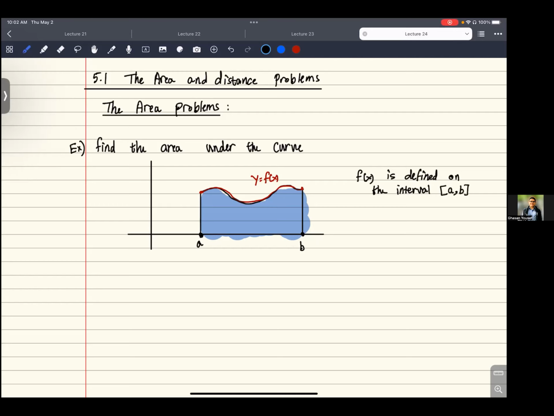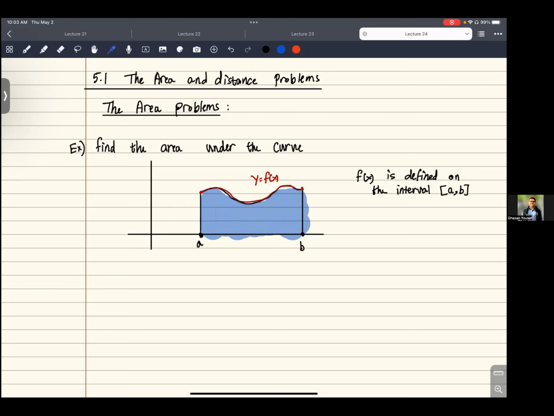The best way to find the area under this curve is to divide this area into small areas. For example, I can divide it into rectangles like this, and then find the area of the rectangles, right? The approximate area of these rectangles is the same as the area under the curve, correct? So this is one of the ways to find the area.